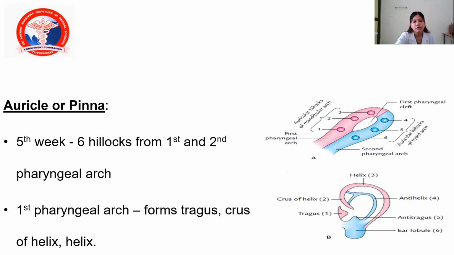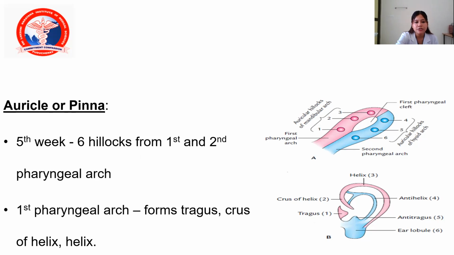Now let us see the development of the auricle or pinna, which we see from the outside and which normal people call the ear. So that is the auricle or the pinna. It develops at the 5th week of the embryo, and it develops from 6 hillocks. These are the 6 hillocks: 1, 2, 3, 4, 5, 6. These 6 hillocks arise from the first and second pharyngeal arches.